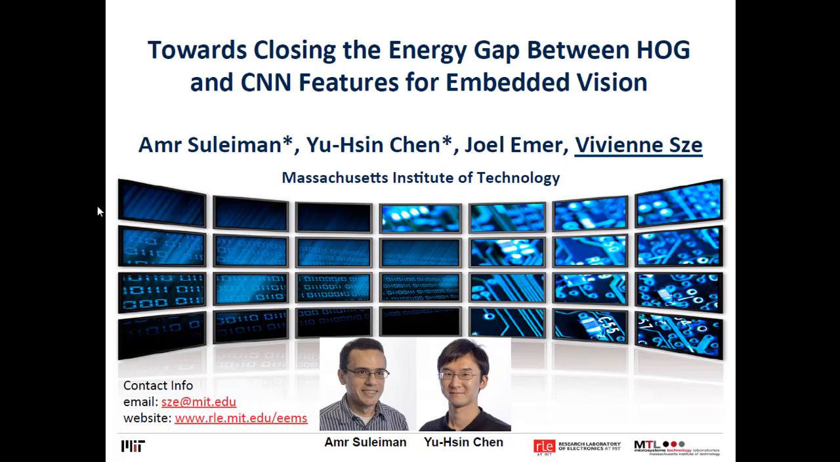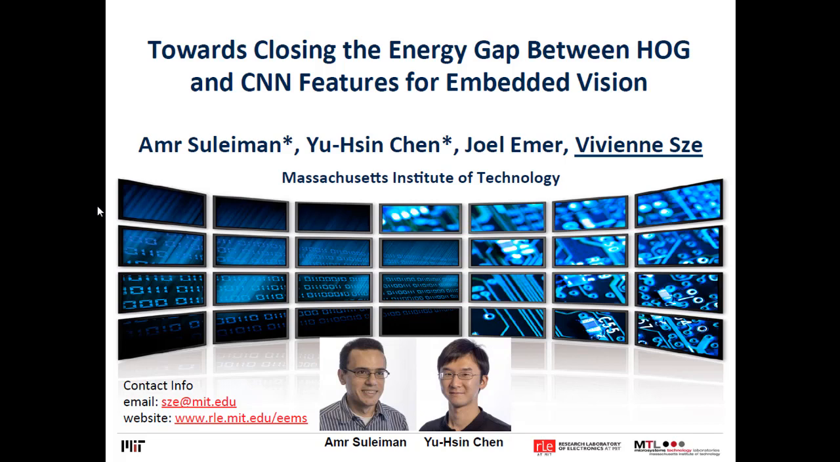The focus of this work is more, rather than looking at a specific hardware implementation for a specific task, we're going to look at the comparison of HOG features versus CNN features. So take a step back and look at the trade-offs between the two and understand where the energy differences are.